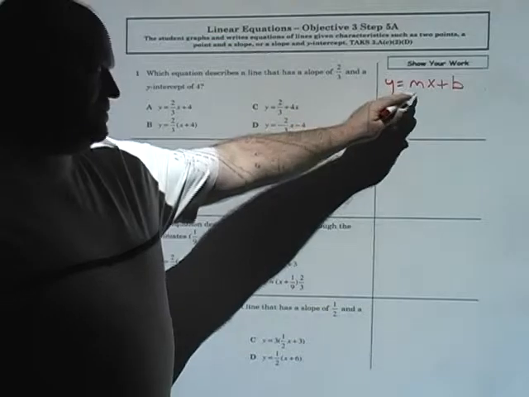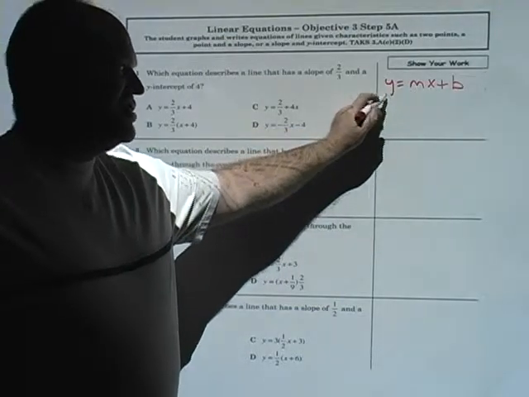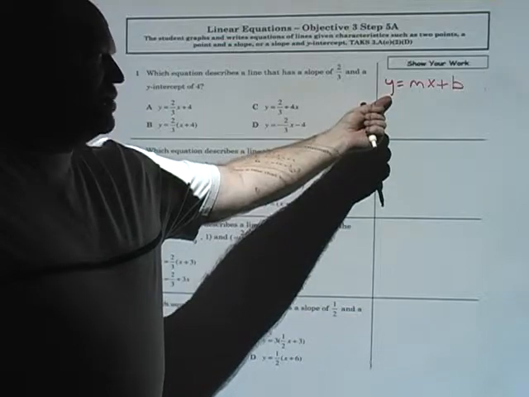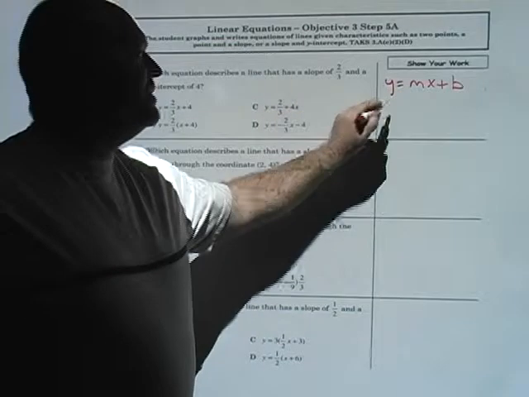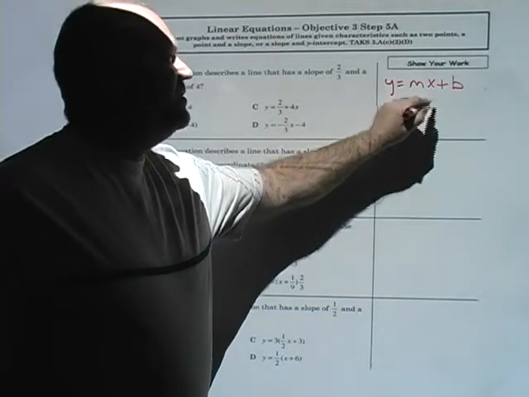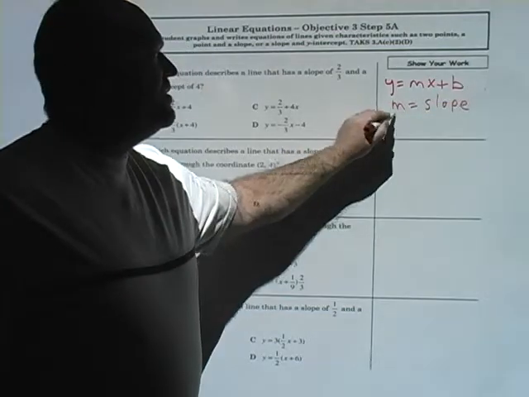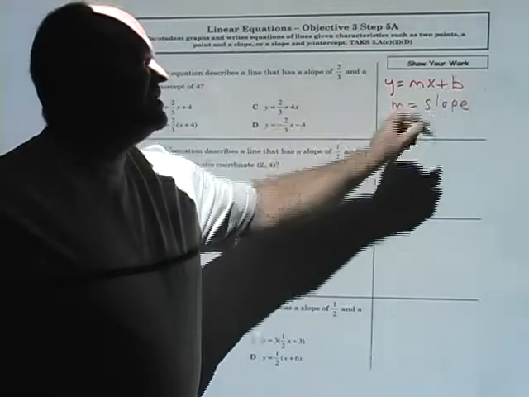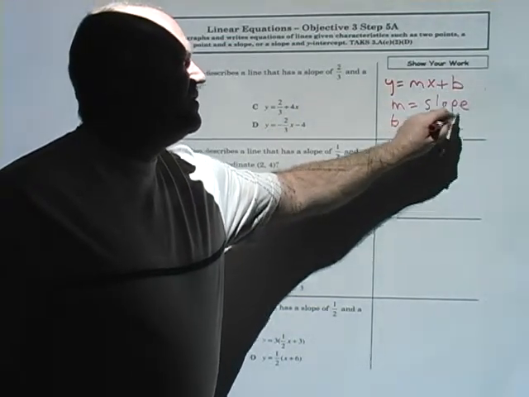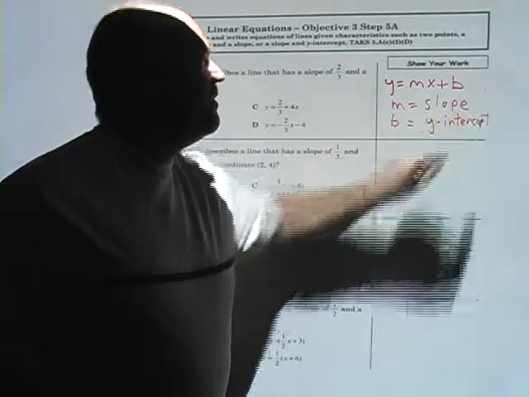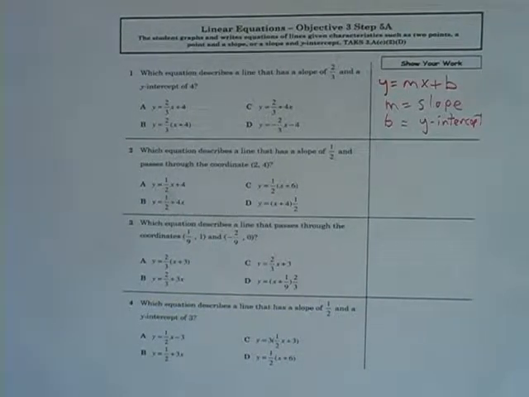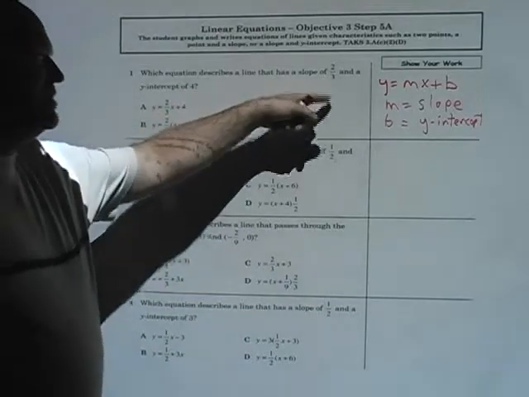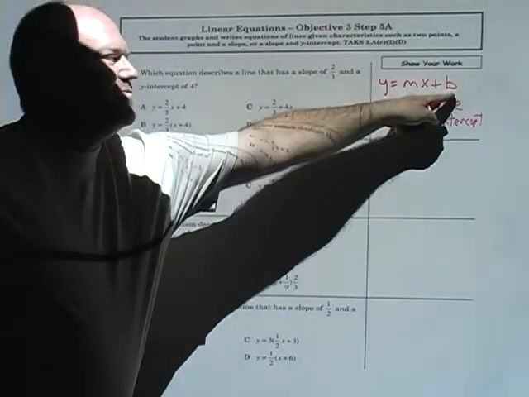What it is when you have a linear equation in this form where you have y equals something, then you've got it in slope-intercept form, and you can see the slope is m. That's the slope, and the y-intercept is b. Okay? Y-intercept. So, when you have it in that form, it's real easy to see what the slope and the y-intercept are.